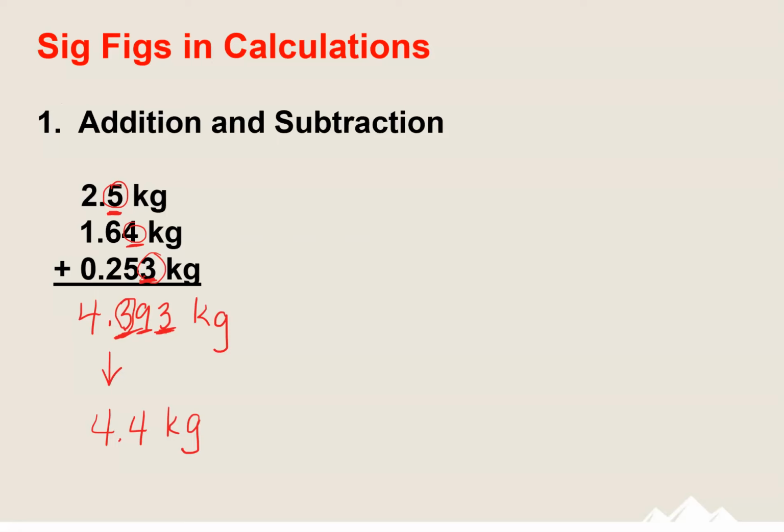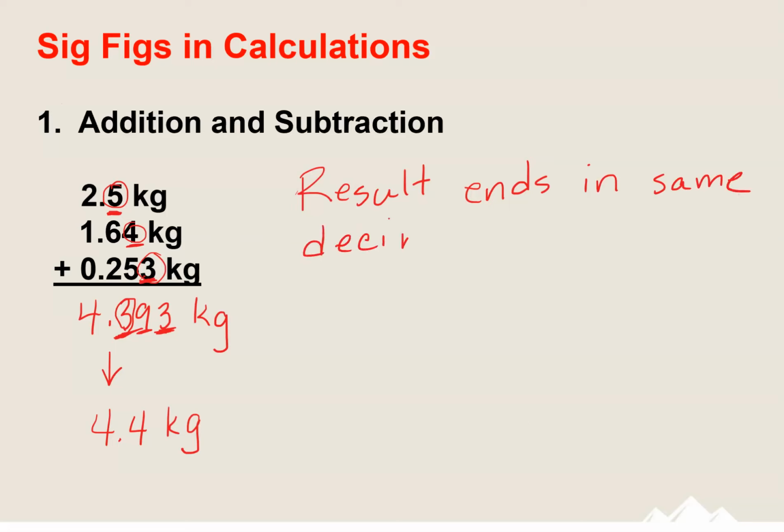We won't want to do this the long way every time. It turns out that when I'm adding or subtracting, the rule is that the result ends in the same decimal place as the measurement with fewest decimal places.